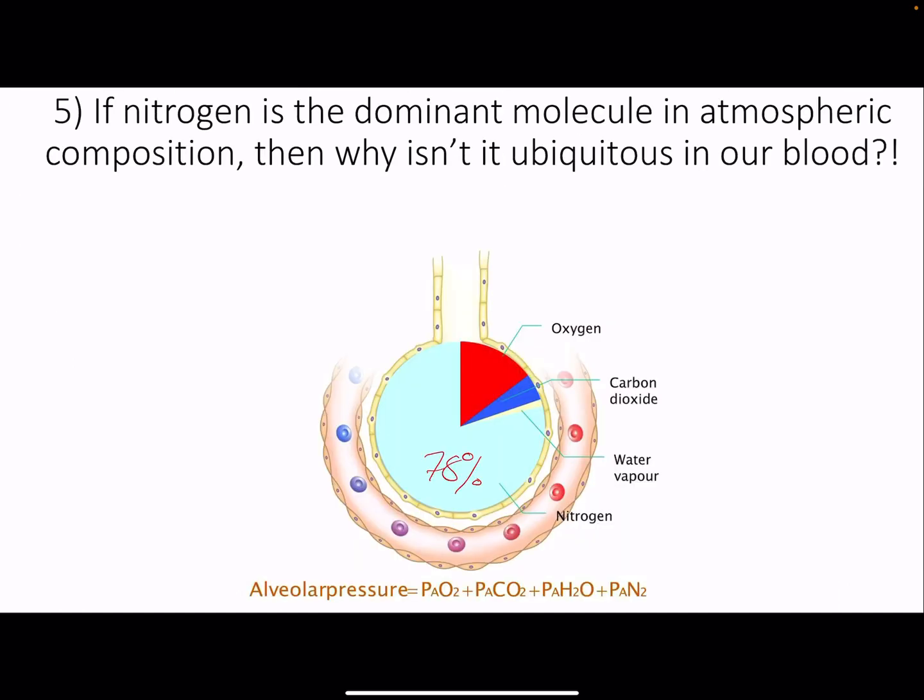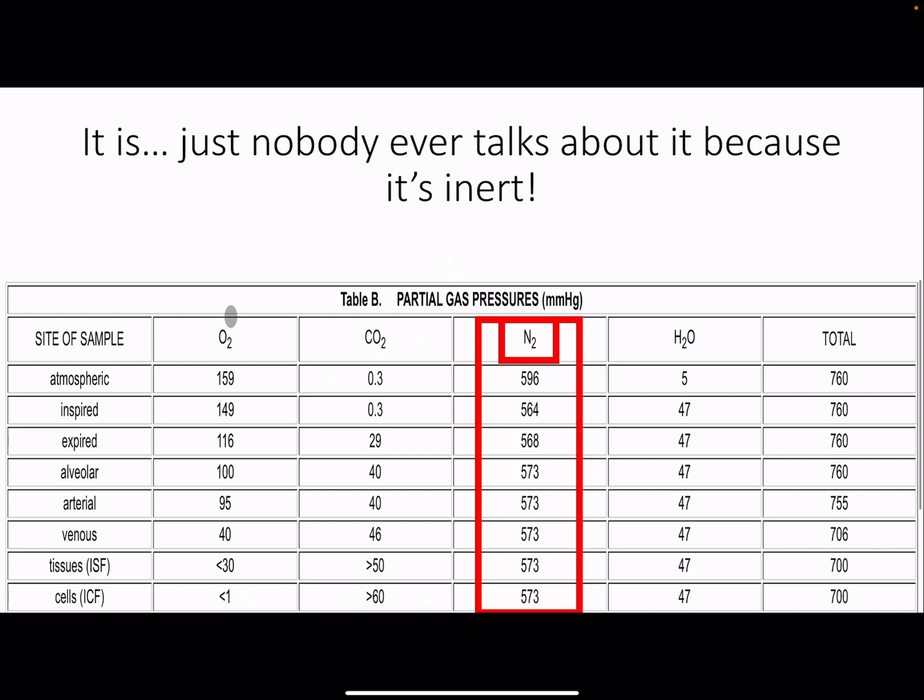Lastly, is just to consider the nitrogen. So if nitrogen is the dominant thing of atmospheric composition, why is it not ubiquitous in our blood, right? It's 78% here, so why don't we talk about nitrogen in our blood? Why doesn't it get through? Well, it turns out it does get through. We just don't really talk about it because it's inert. It's not reactive, right? Nitrogen has this triple bond. It doesn't really want to react with things. It's happy as a clam.